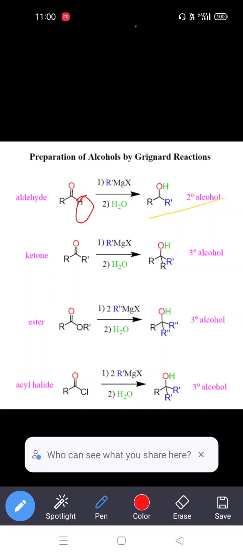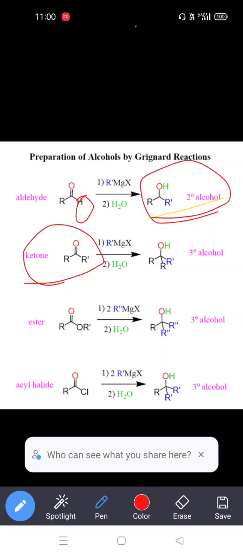If aldehydes react with RMgX and we then conduct the hydrolysis process, we get the secondary alcohol as the product. If we go with ketones reacting with RMgX, after that we get the tertiary alcohol as the product. So that is the major difference between these two, aldehydes and ketones.